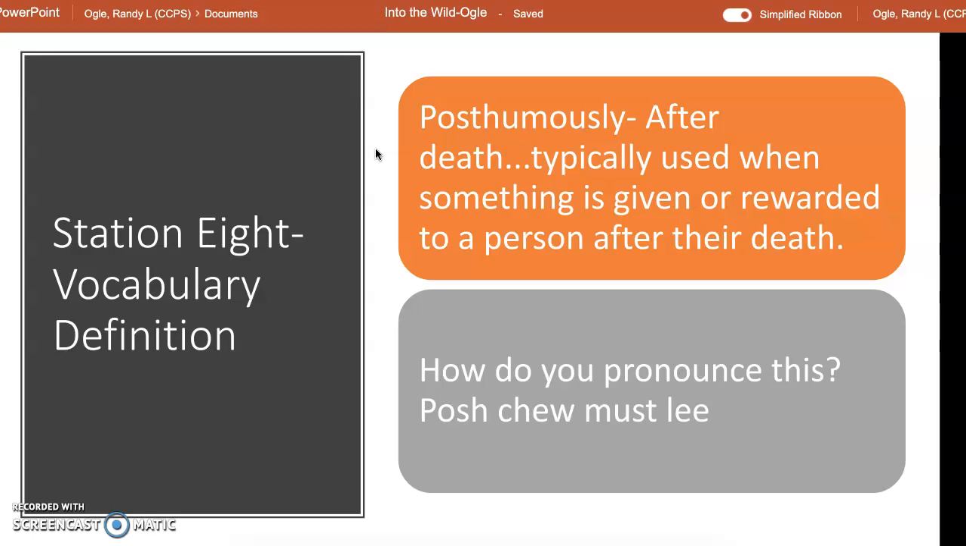So posthumously, I know this is not one that they've heard before. And so I tried to break it down as simply as I could. I sort of over-explained the definition on my slide. I even went through, this is how you pronounce it, posthumously, because I want them to know it. I want them to be familiar with it and understand it because I want to be able to use the word in class and not have half the class lose me.